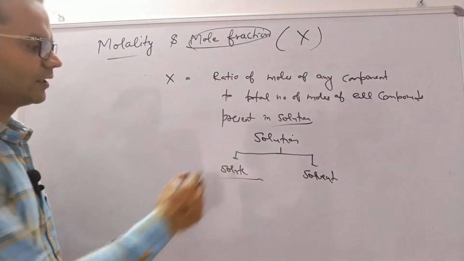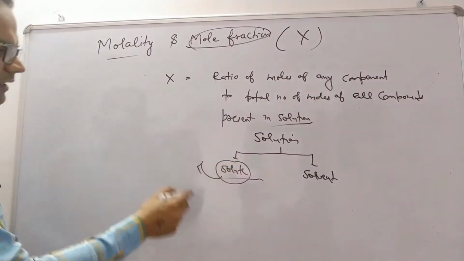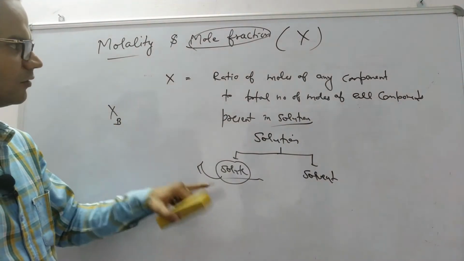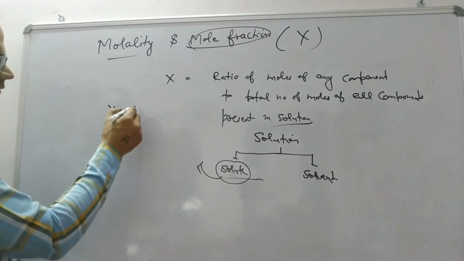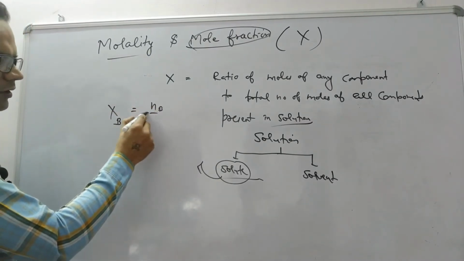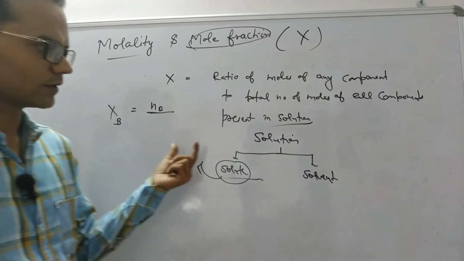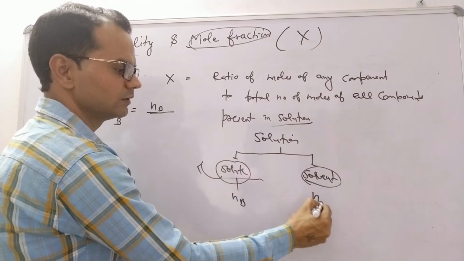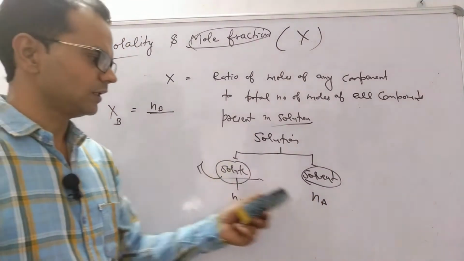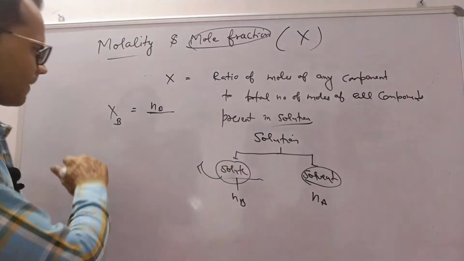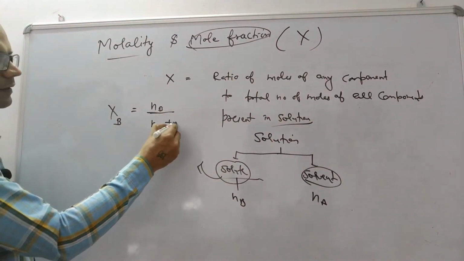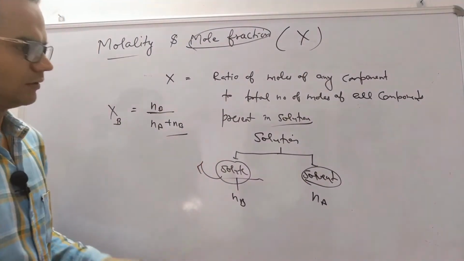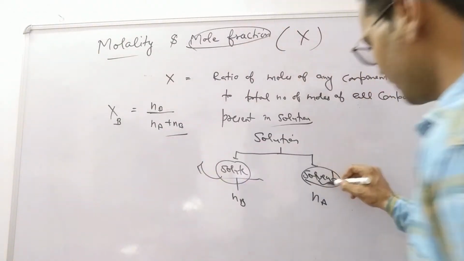So if we have to find the mole fraction of solute, I will write it XB. XB represents mole fraction of a solute. So it will be number of moles of solute by total number of moles of the solution, meaning moles of this plus moles of this. NB moles of solute, NA moles of solvent. So XB equal to NB by NA plus NB. Easy.